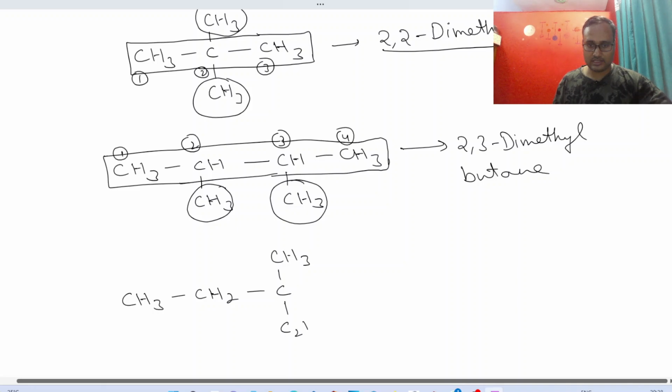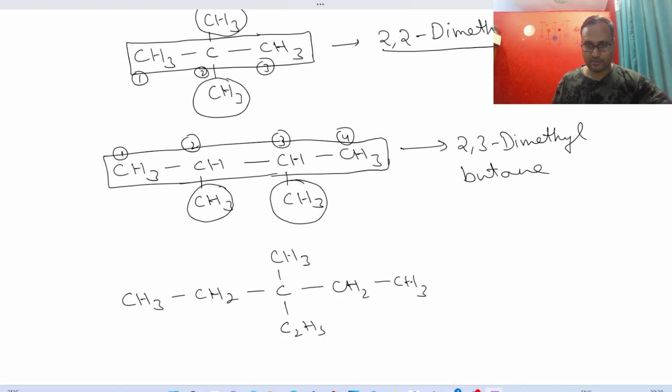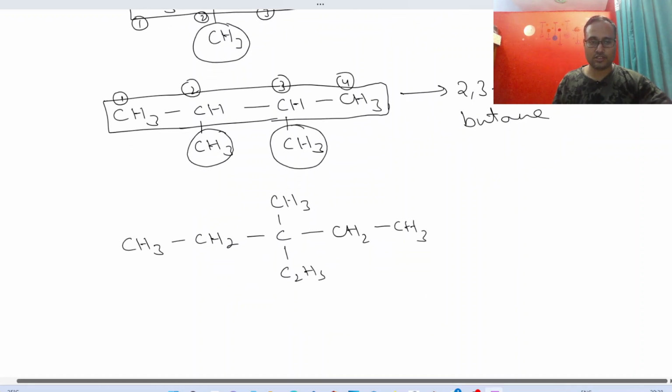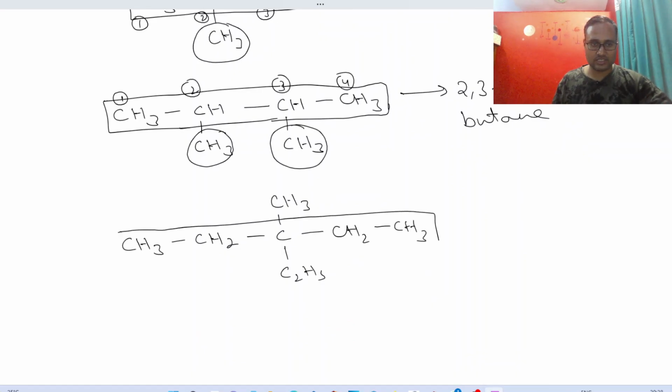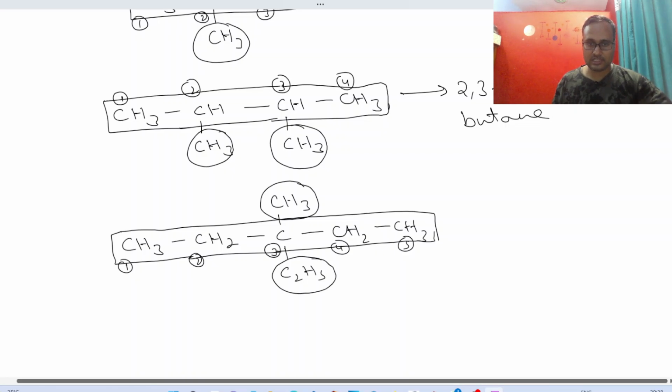Now the question arises: what will we write if we have different substituents on the same carbon? For that, let us take this last example for alkanes. We have a compound like this. Again, we need to select the longest chain. So this is the longest chain. After selecting the longest chain, we have to put the numbering 1, 2, 3, 4, 5, and one substituent is the methyl and the other substituent is ethyl.